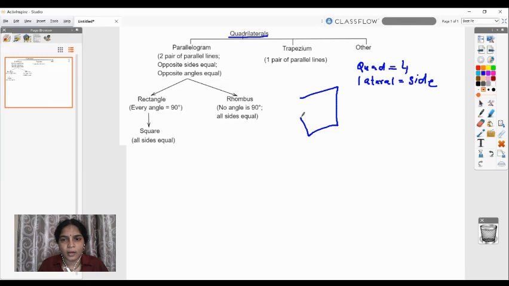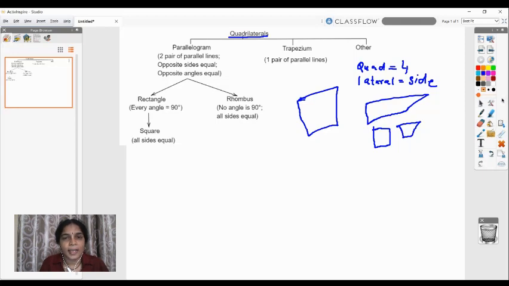So can this be a quadrilateral? Yes. Can this be a quadrilateral? Yes, it can be. Of course, this needs to be closed. Again, this needs to be closed. So any figure, let it be perfect like this, or let it be like this, anyhow, any figure which has four sides is called a quadrilateral.